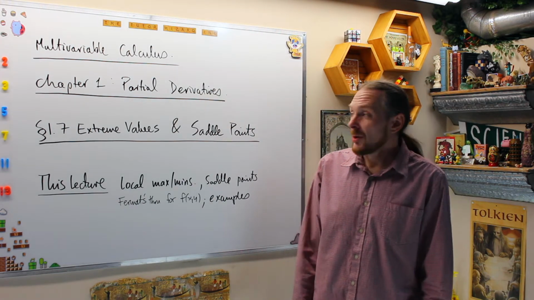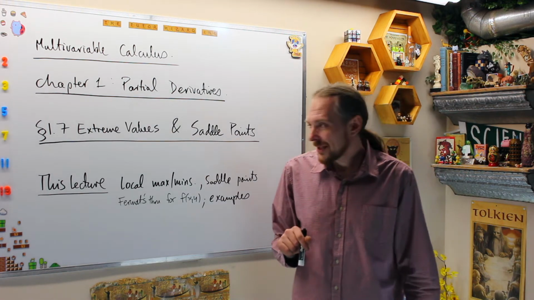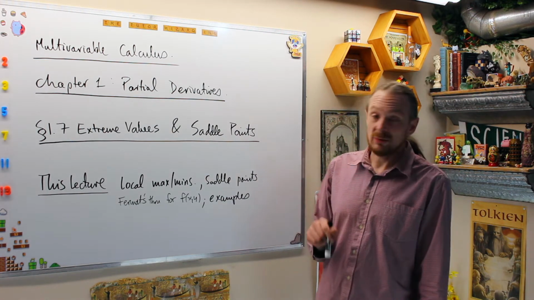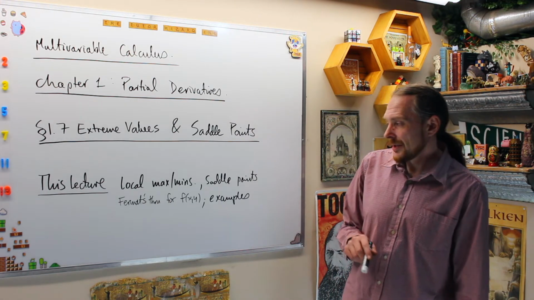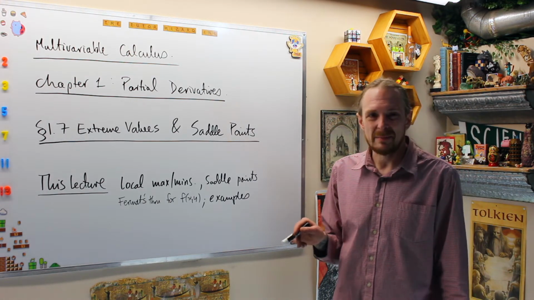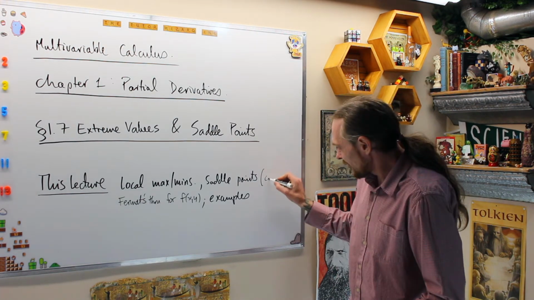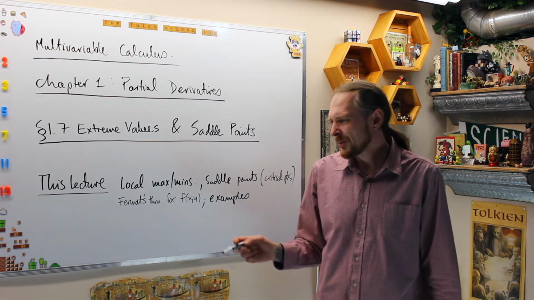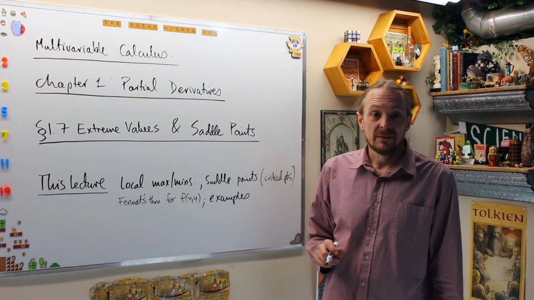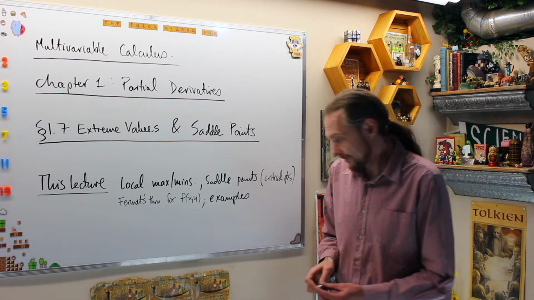Today we're doing multivariable calculus. We're in chapter 1, which is partial derivatives. Specifically, we're doing section 1.7, which is extreme values and saddle points for functions of two variables. This lecture, we're going to do the definition of local max and mins for a function of two variables, saddle points for two variables, technically critical points of two variables. We'll do Fermat's theorem or the first derivative test for functions of two variables, and we'll do a couple of examples. Let's get to it.